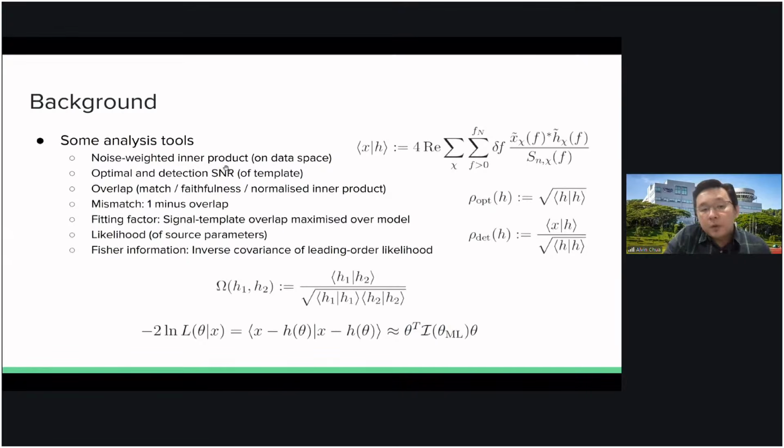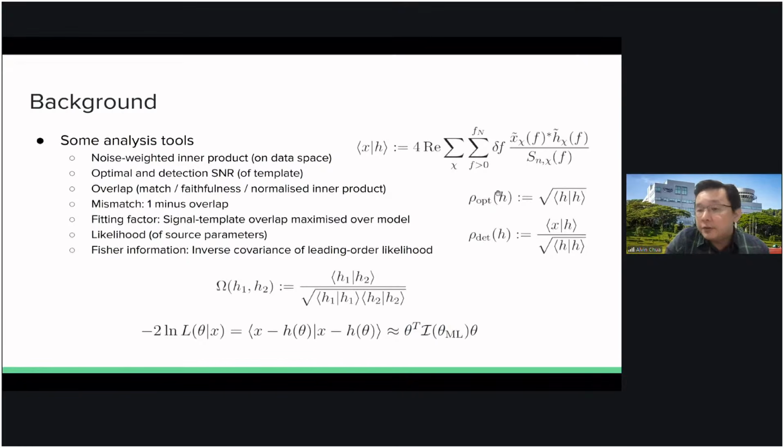We also need the optimal and the detection SNRs of a particular template H. The optimal SNR is simply this, given by this expression, whereas the detection SNR is given by the one below.